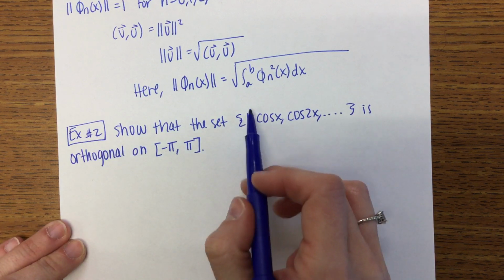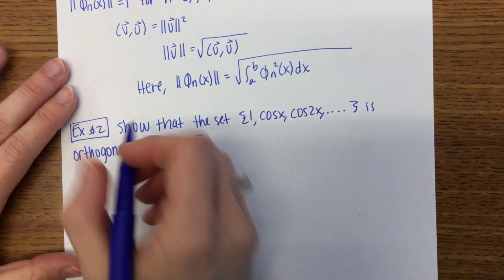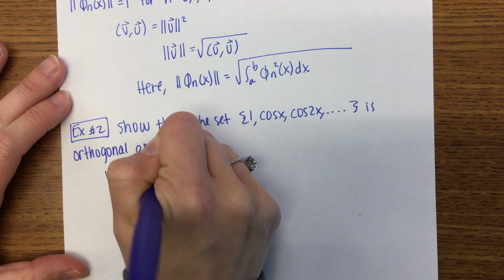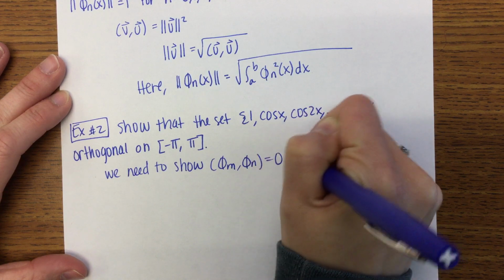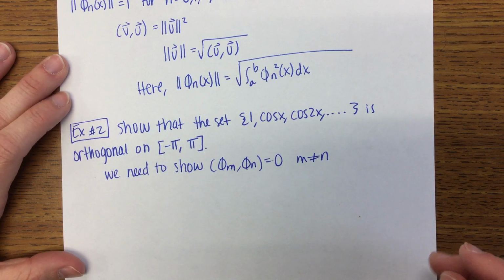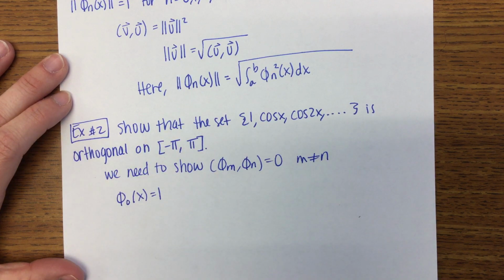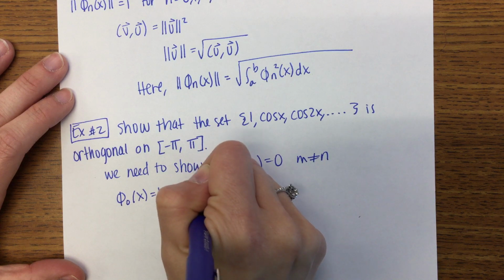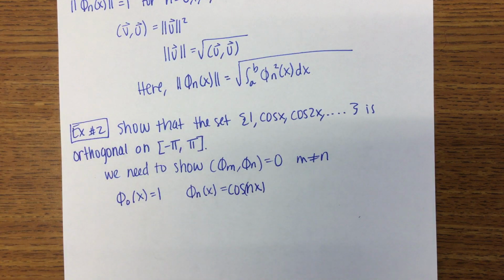Okay, so this is what I mean. You have this random first term, but then everything else is cosine of nx. So ultimately, we need to show that when we take the inner product of any of those two functions, that we're going to get 0 when m does not equal n. So it's saying don't take the inner product of a function with itself. Our first function is 1. Every function after that is cosine of nx, because we're starting n at 0. So first function is 1, every other function is cosine of nx.